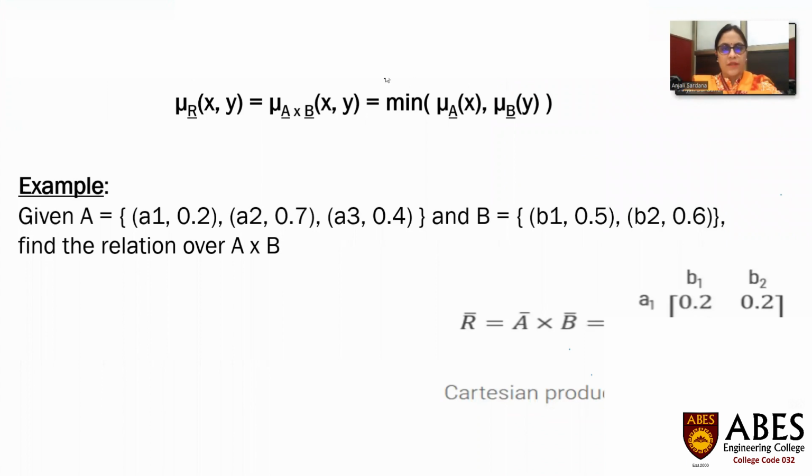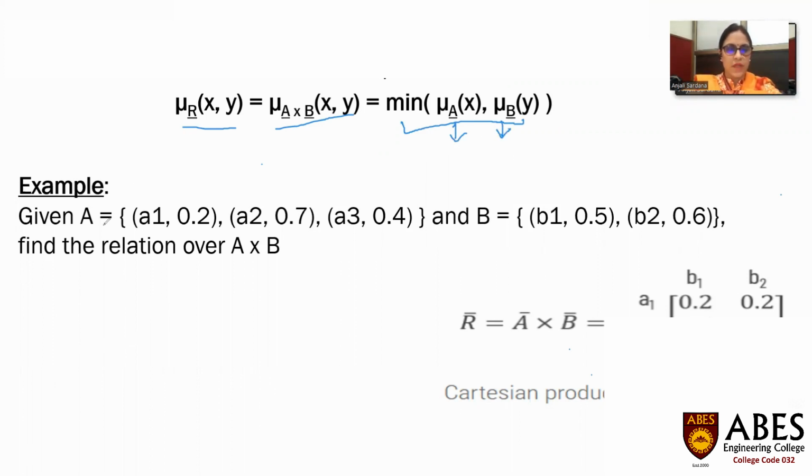The relation R is a membership function, and it can be represented this way. Mu R represents the membership value, and mu A cross B represents the membership value of the relation belonging to A and B. We'll be taking the minimum value of the A and B sets for finding the Cartesian product of the relation.